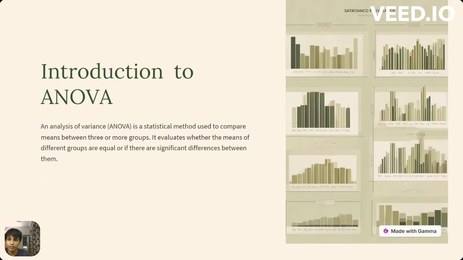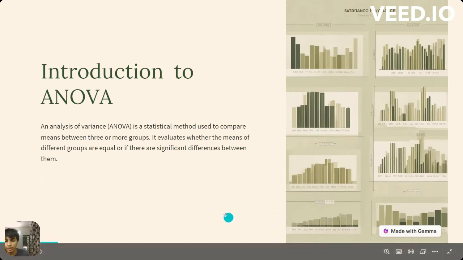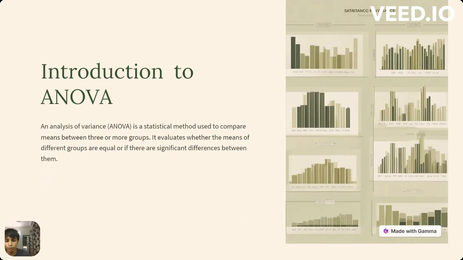Today, I'll be giving a presentation on the topic ANOVA. Introduction to ANOVA. Analysis of variance is a statistical method used to compare means between three or more groups. It evaluates whether the means of different groups are equal or if there are significant differences between them.